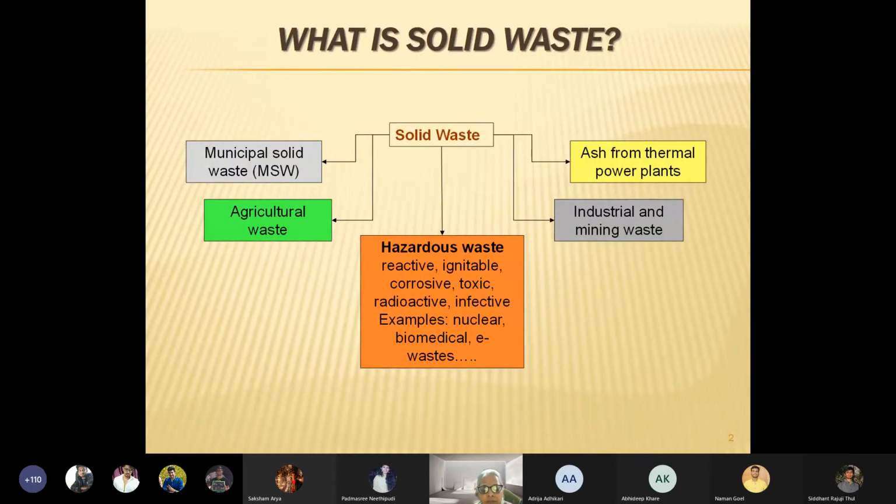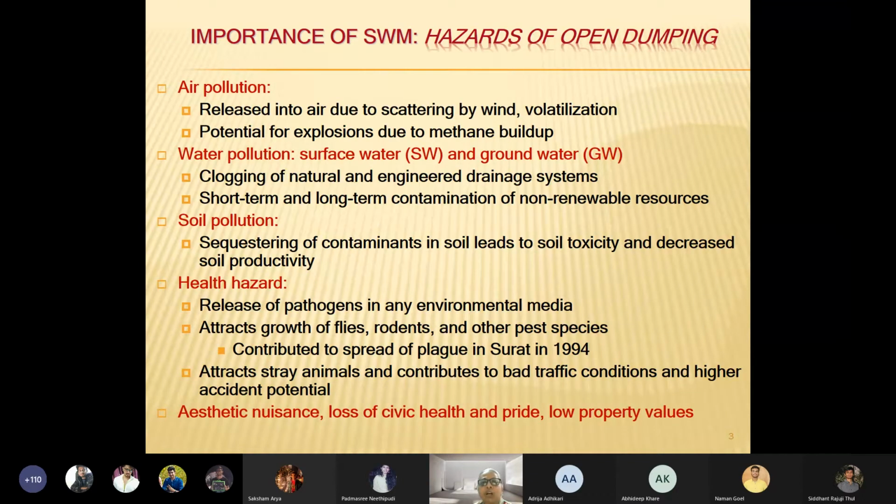And we will be focusing in this class on hazardous waste, and I will come to all the definitions that are mentioned here. I'll come to that in the next few slides. Before we go too far, why should we worry about solid waste management?